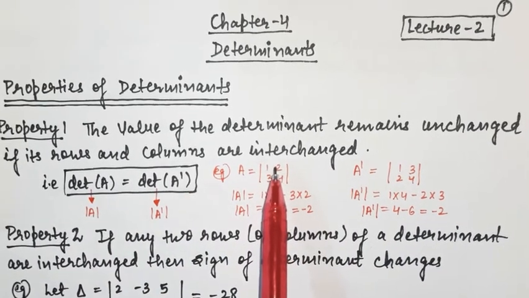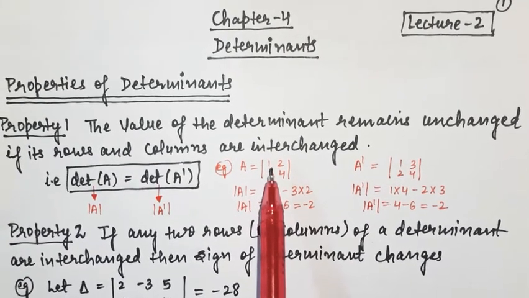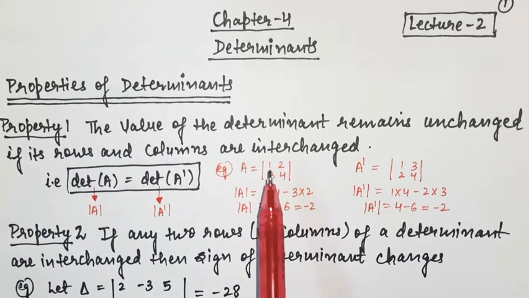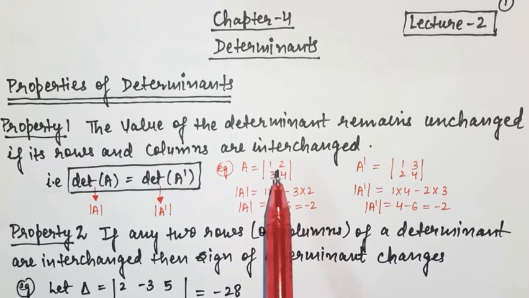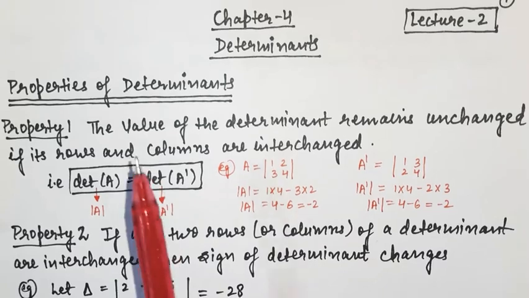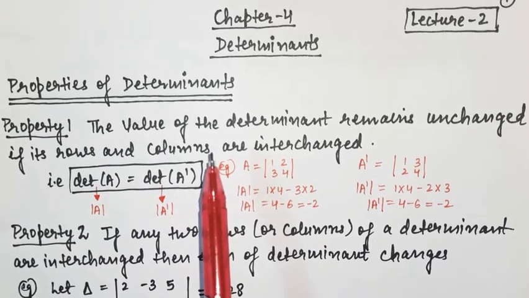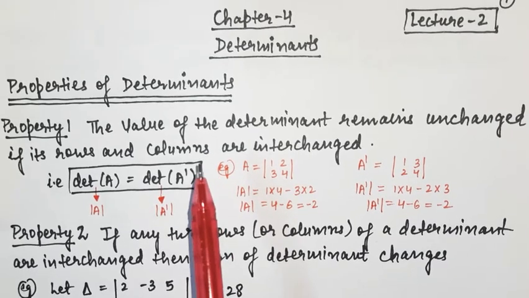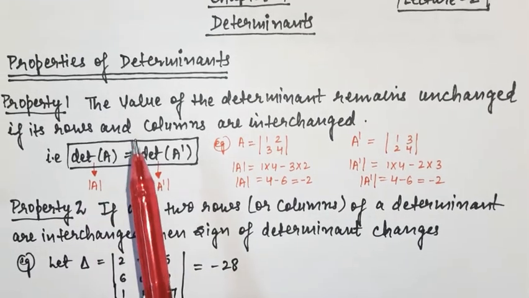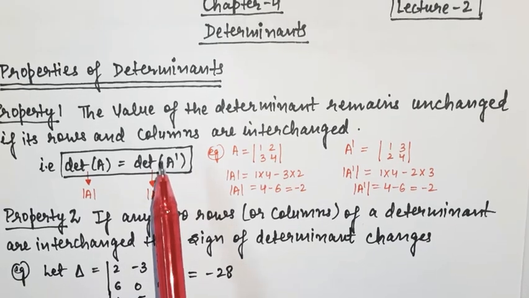That means earlier, when we applied the elementary operation, we were supposed to apply a row operation or a column operation, and we could apply only one operation at a time. Either I can apply row operations, or I can apply column operations. But whenever we are using properties of determinants, here you are free to apply either column operations or row operations. It will work out. Now the first property is saying, whenever I interchange rows and columns, I will get the same result.